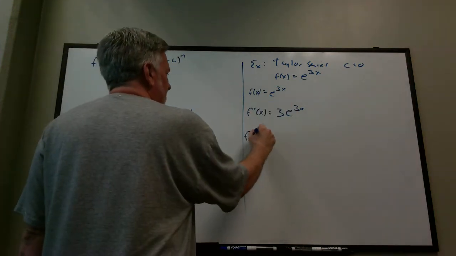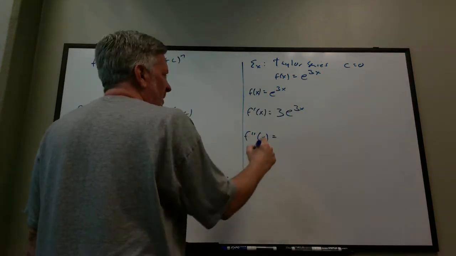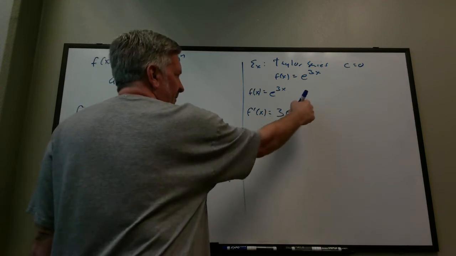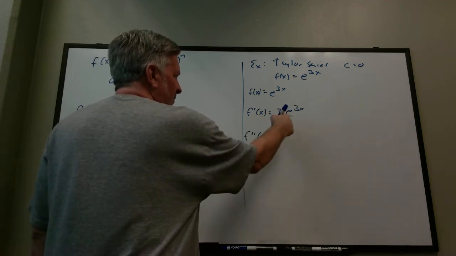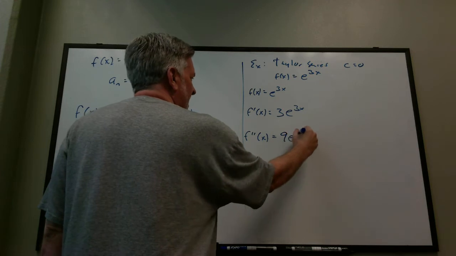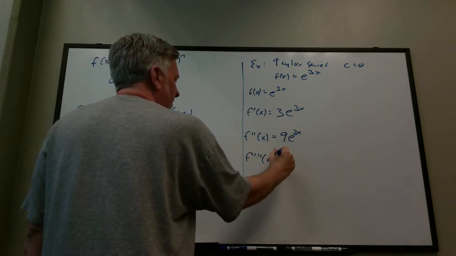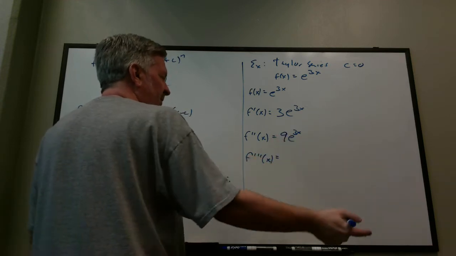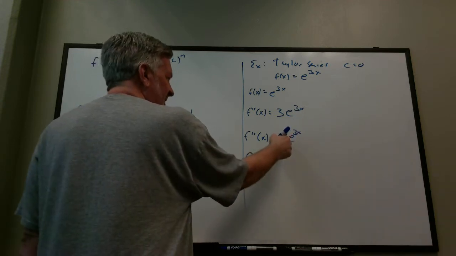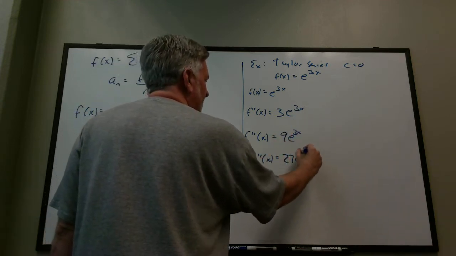And then the second derivative, the constant comes down. The derivative of e to the 3x is e to the 3x times 3 times the 3 already is 9 e to the 3x. Let's do one more. And the third derivative, the derivative of e to the 3x is e to the 3x times 3 times the 9 is 27 e to the 3x.